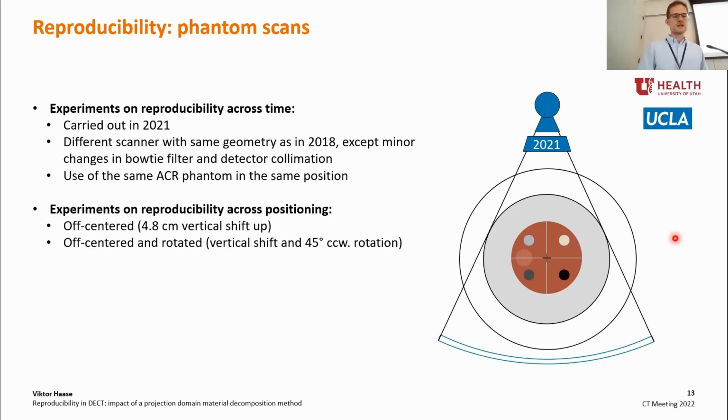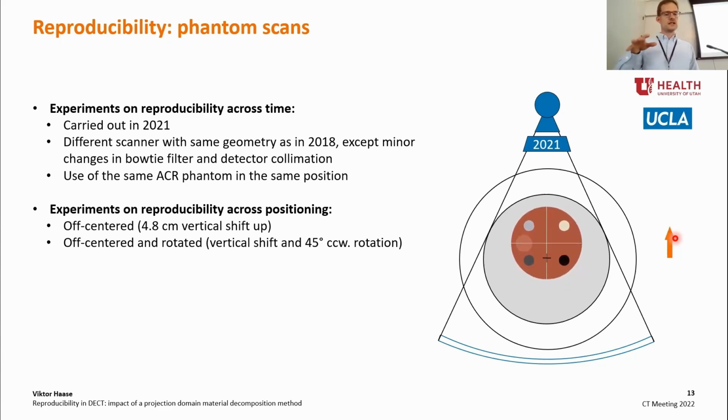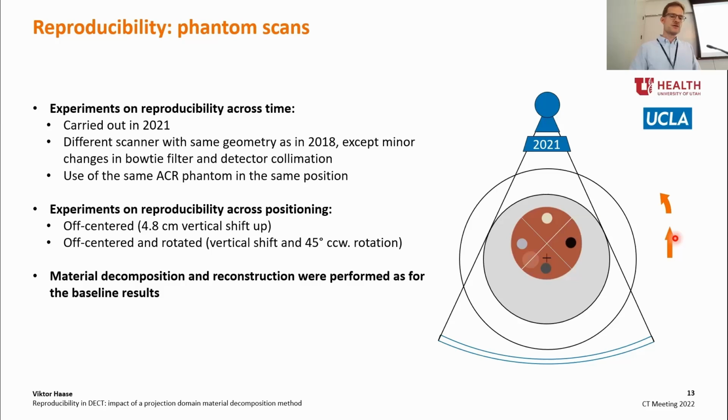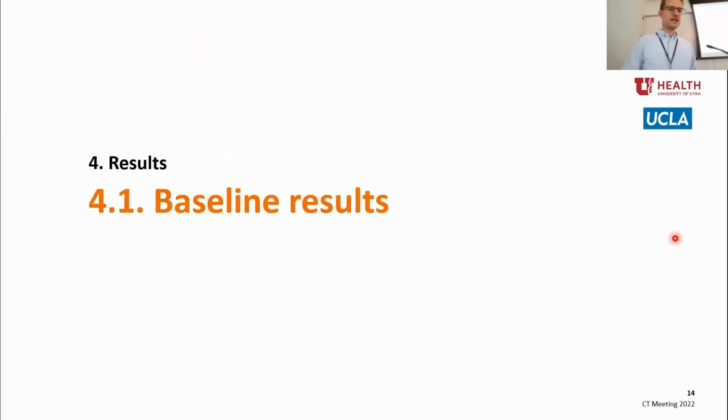For the experiments on the reproducibility across positioning, we've then changed the position of the phantom. It was shifted off-center around 5 centimeters vertically up. And then to have another position, the phantom was rotated by 45 degrees in a counterclockwise manner. That gave us a second position. The material decomposition and the reconstruction were performed in the same way as the baseline experiment so that we can compare the results. And speaking of the results, now we can look at that.